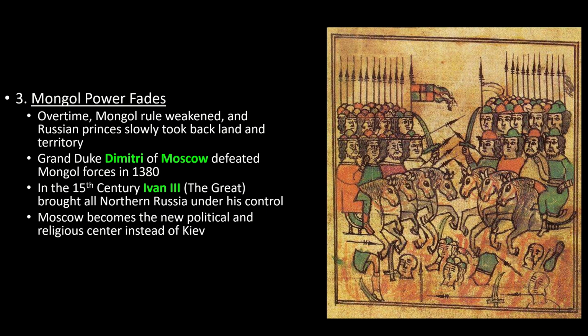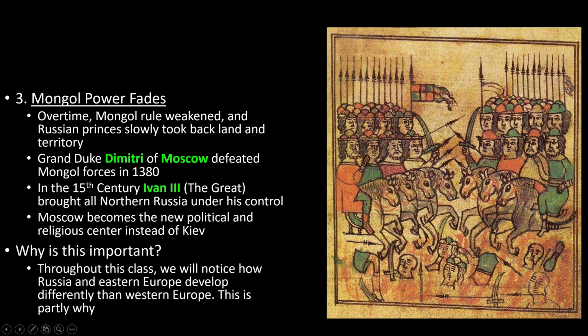Okay? So if we had to say, why is Russia so backward compared to Western Europeans in European history? The answer is, well, backward's a bad term, guys. Why are they so different? How about that? The answer is they got conquered by the Mongols, and Western Europe didn't. Okay? Guys, that's the end of the notes, I think. Oh, yeah. Why is this important? Like I said, throughout this class, we're going to notice how Russia and Eastern Europe developed differently than Western Europe, and that's partly why. Okay?